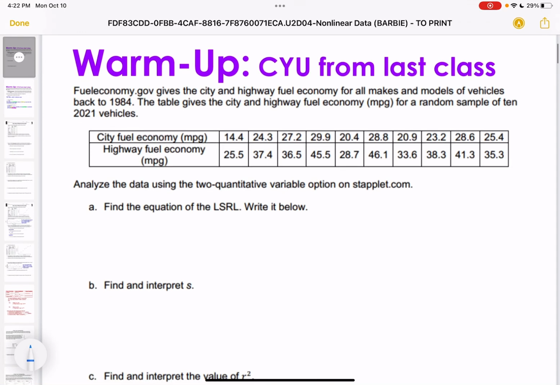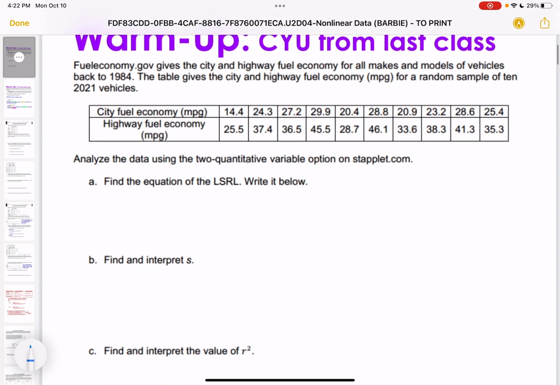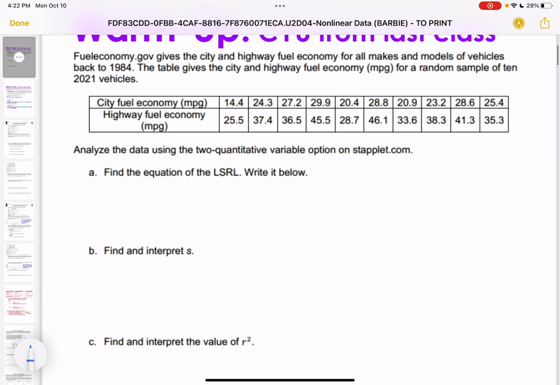This is your warm-up for today. Please jump right in and throw that data into Staplet, create the LSRL, and then find your S and your R squared and interpret, please. Once you're done, unpause this video and then check your work.